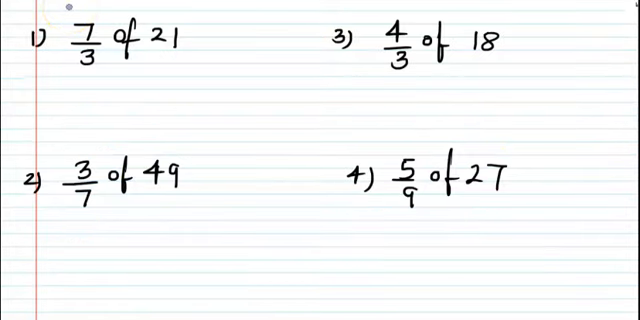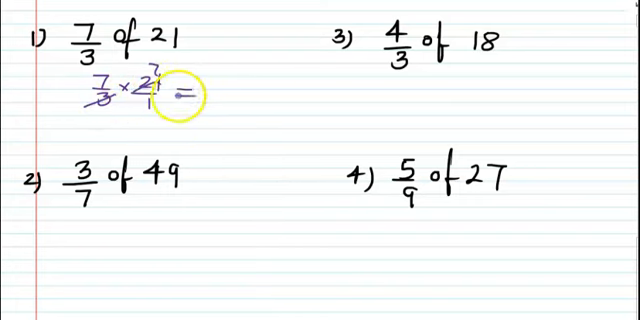Welcome back. If you have tried these questions, 7 over 3 of 21. Zoya, explain this. So divide by the bottom and then times by the top. Okay, so you are dividing. Which two numbers are you dividing? 21 and 3. So 21 divided by 3 is how much? 7. And what is your answer? 49. 7 times 7 is 49.